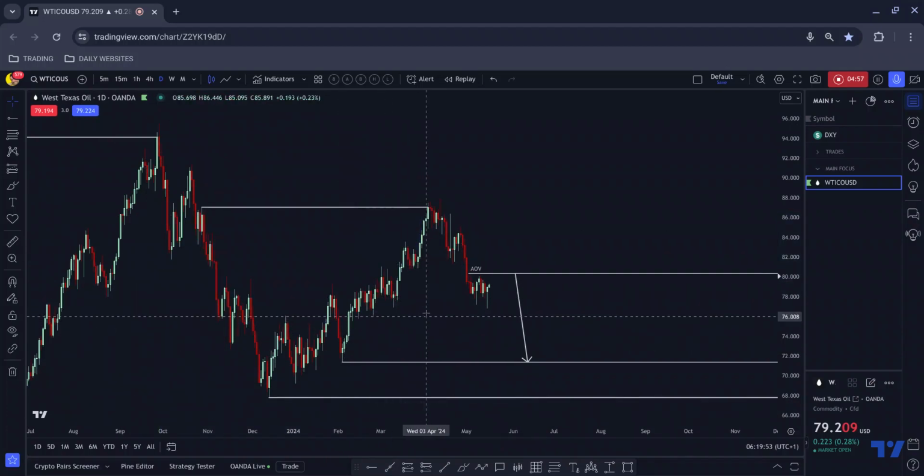Try that again. I don't know what's going on. TradingView needs to fix that.